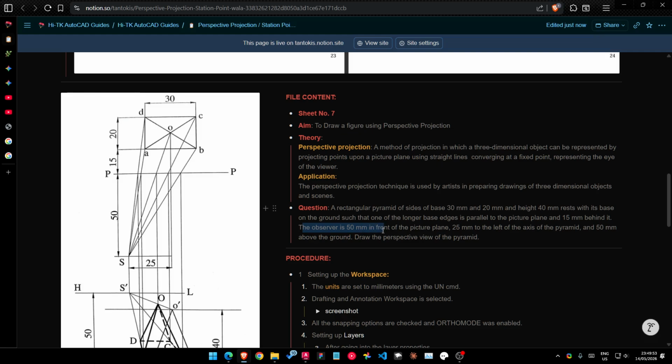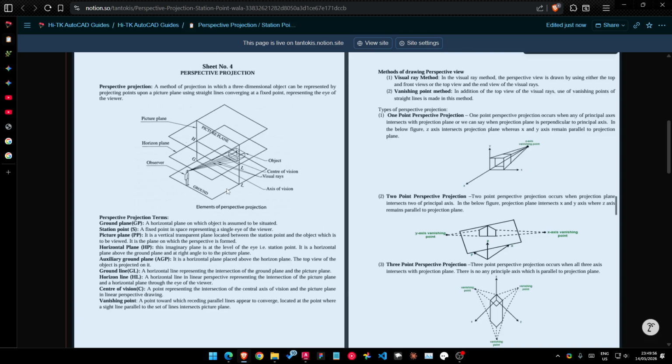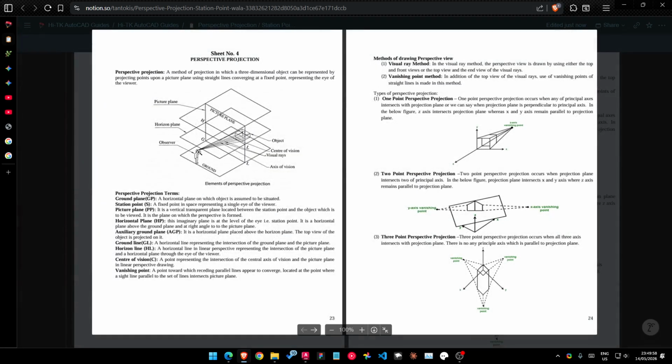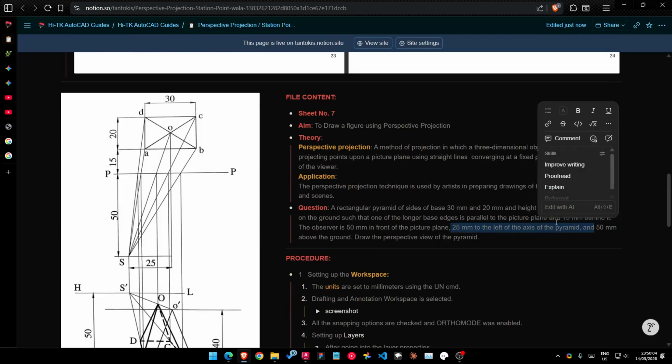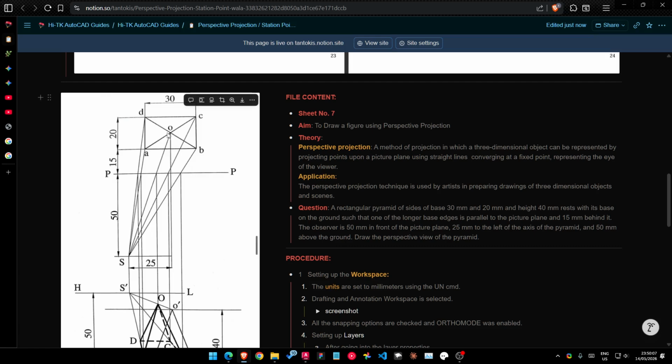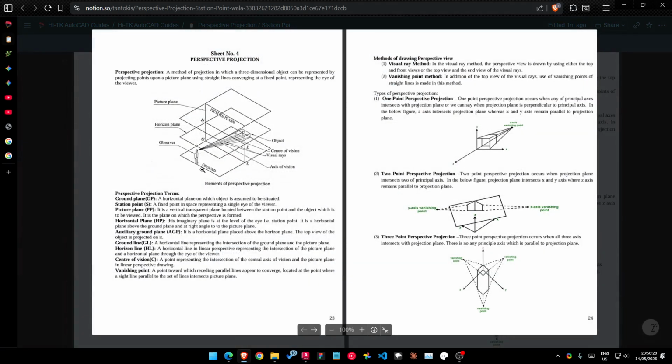So 15 mm behind it. The observer is in front of the picture plane. This observer is standing 50 mm in front of the picture plane, 25 mm to the left of the axis of the pyramid. This is the axis of the pyramid, and it's 25 mm to the left, and 50 mm above the ground. So this is the ground, and this is where the station point is, where the eyes are, where the observer is, where the rays are converging.